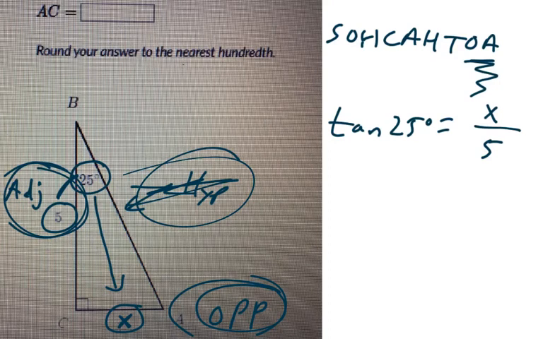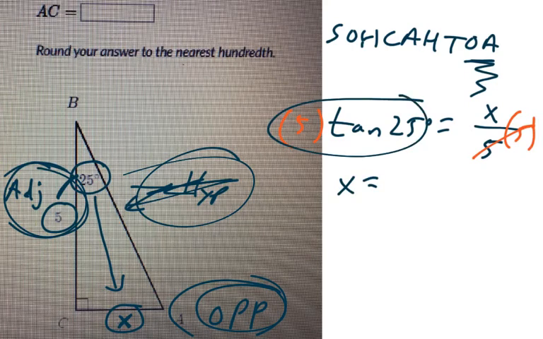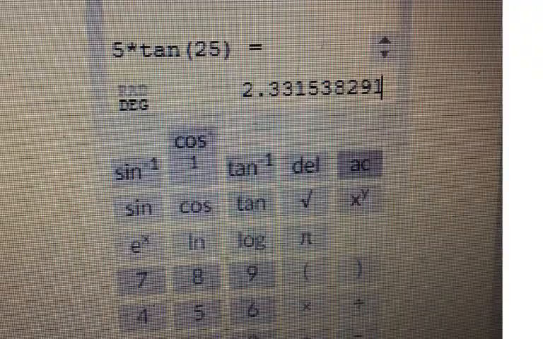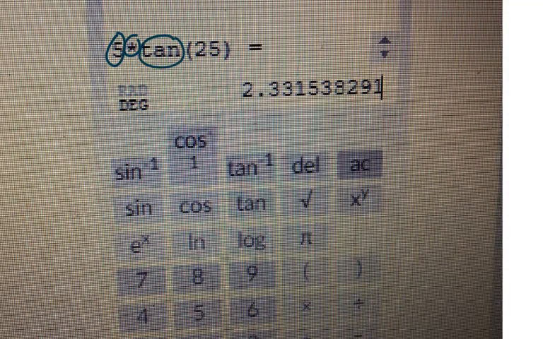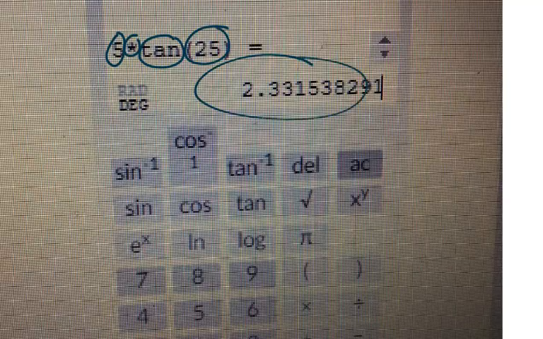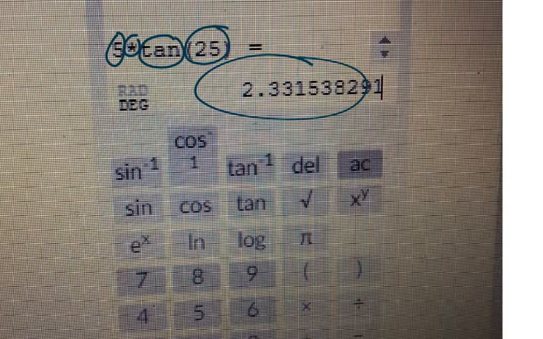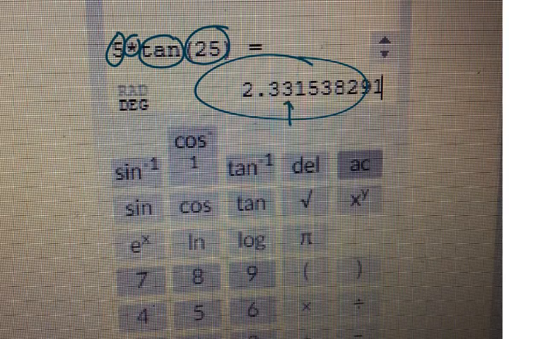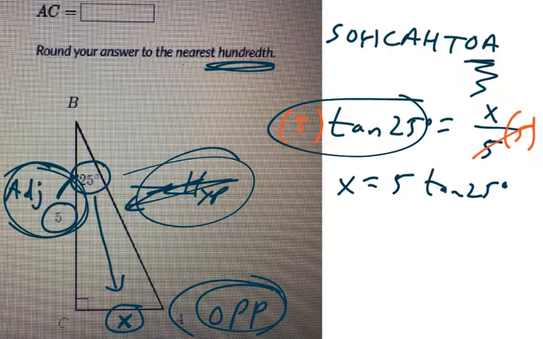Does everyone agree? I can now times both sides by 5. The 5 there, divide 5 cancels out. So x is going to equal 5 times the tangent of 25 degrees. All right, let's go to our calculator. 5 times tangent 25 is this. Again, they want the nearest hundredth. So we're going to round right there. 2.33. So guys, this one has an answer of 2.33.